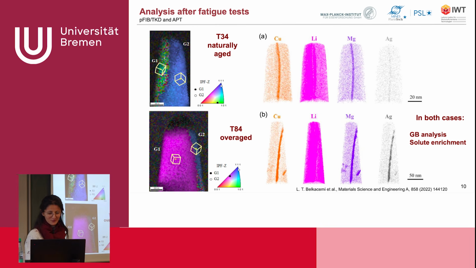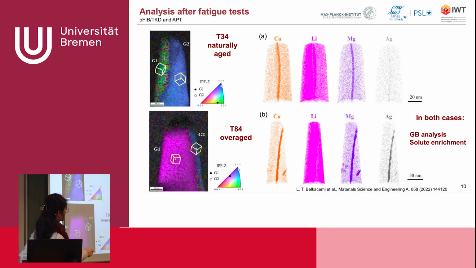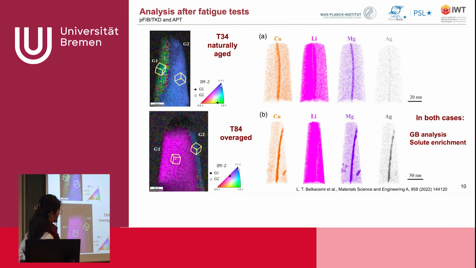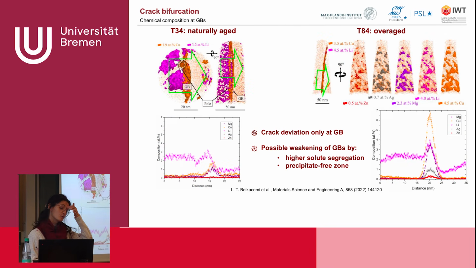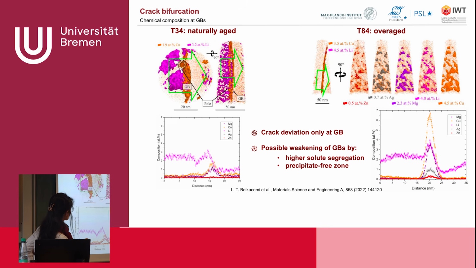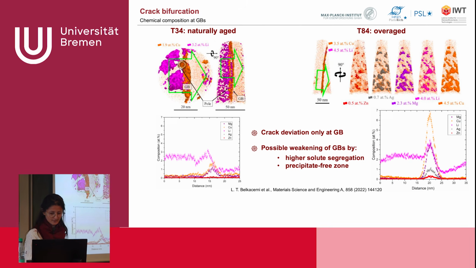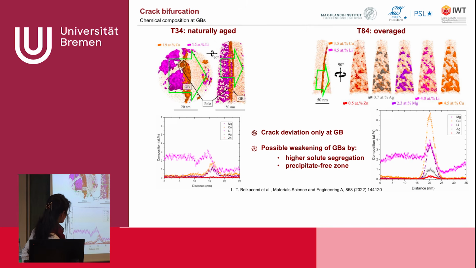And we see that, okay, in both cases, we have grain boundary enrichment and grain boundary segregation of all these elements. But if we have a closer look here, and if we really measure the composition of each element, we see that in the case of the naturally aged here, we have a segregation that is much, much less than in the case of the overaged sample. And with this and with some other investigations and calculations, it was possible to make the correlation between the type of grain boundaries, the segregation, and the presence of this precipitate-free zone.